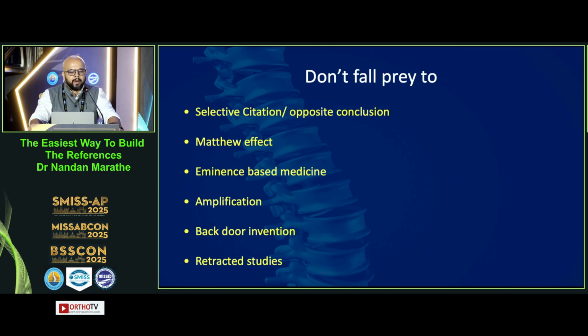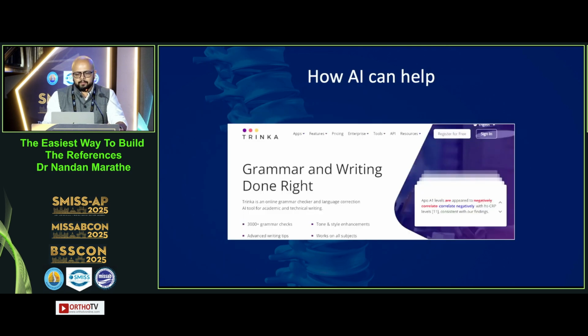The next error is backdoor invention, wherein you just cite an unpublished abstract, wherein the reader is forced to believe that it is actually a full paper. And as high as 26% of spine articles are still quoting retracted studies. So make sure that retracted studies are not quoted.